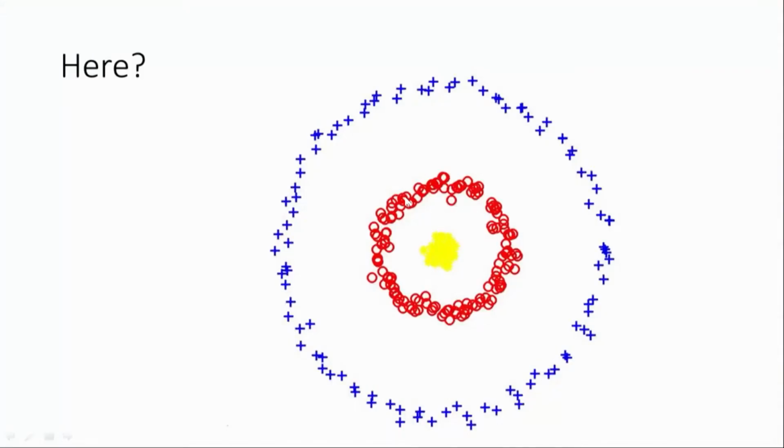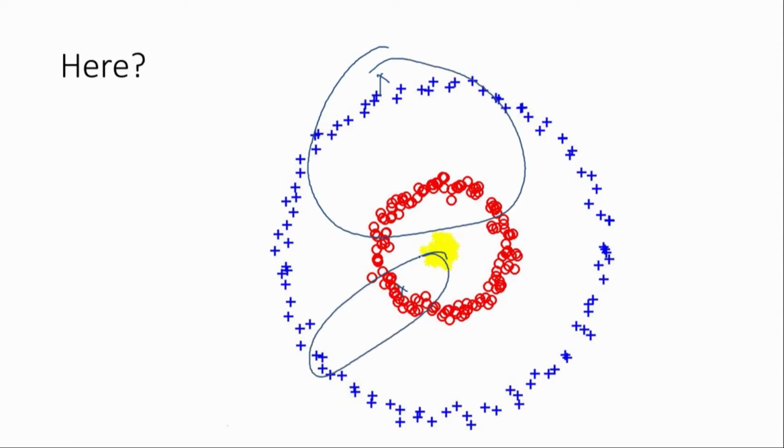K-means will never do a proper job here, however many clusters you give it. It's never going to figure out, if you assign points to clusters anywhere, it carves out things like this. It potentially carves out things like this. It will never find these nice clusters.